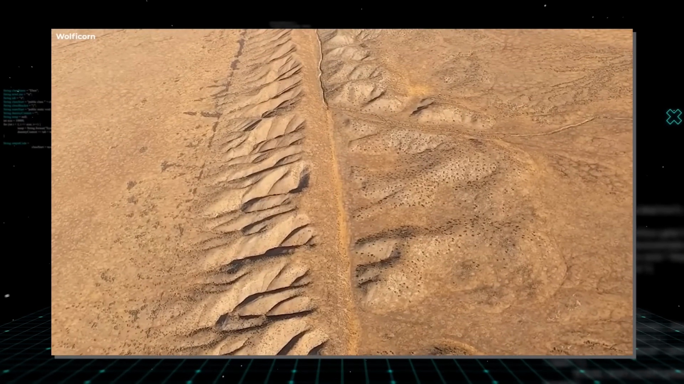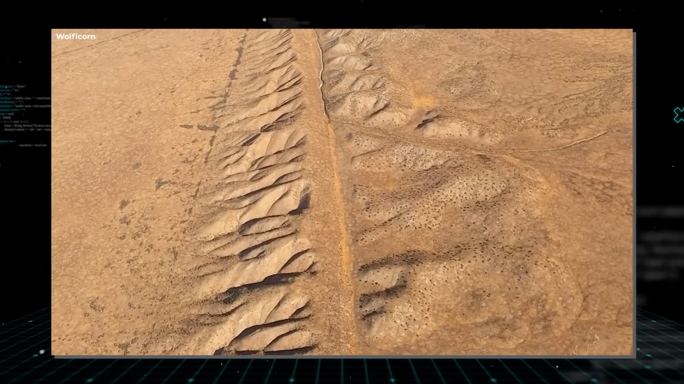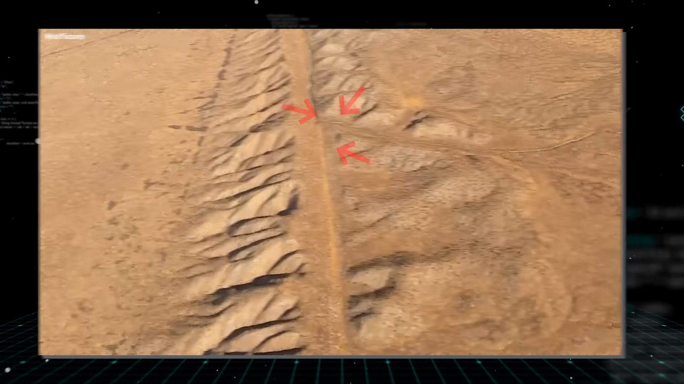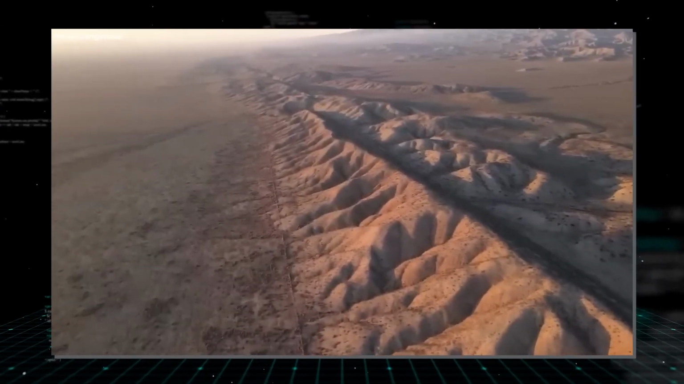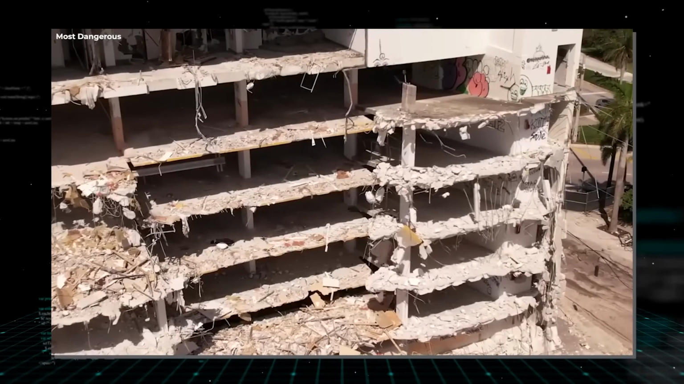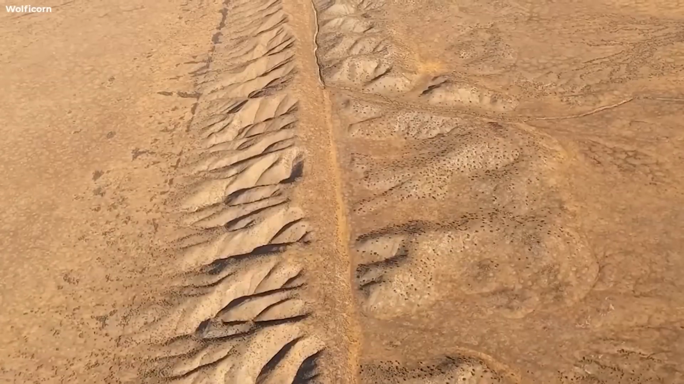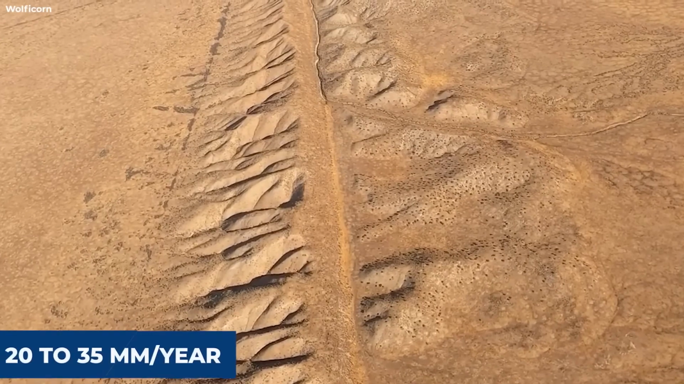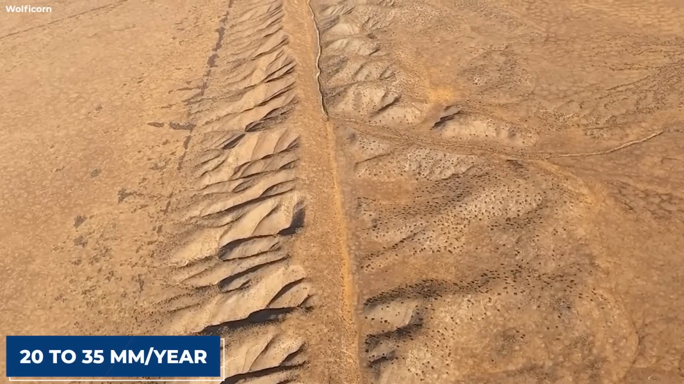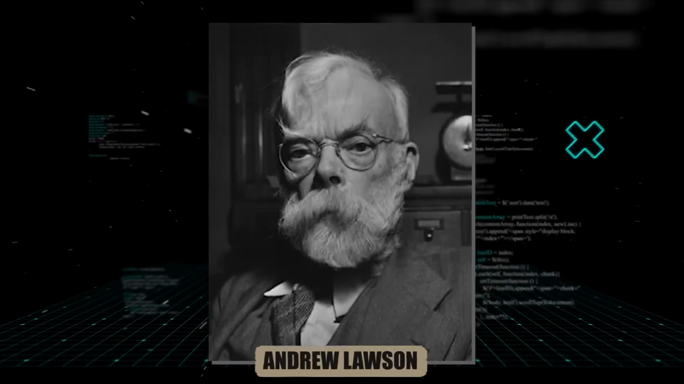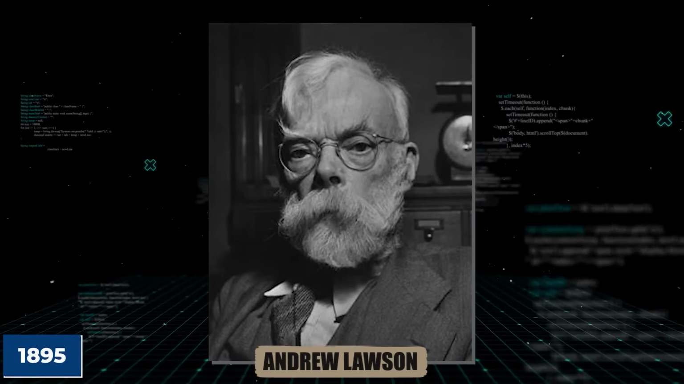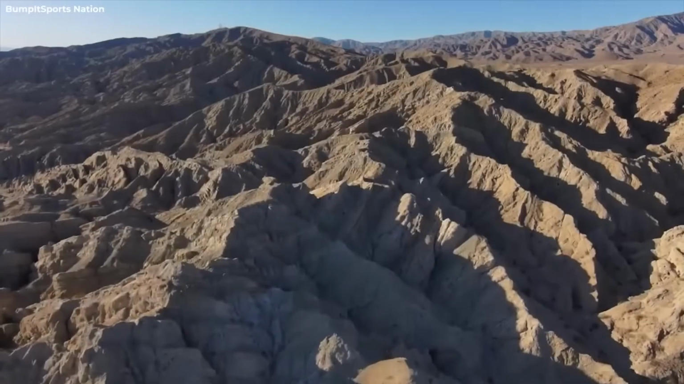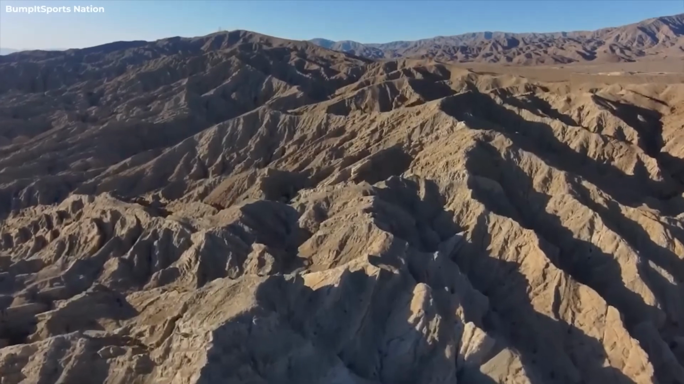The fault is divided into three distinct segments, each one bearing its unique characteristics. Another important distinguishing feature of the three segments is the varying degree of earthquake risk. The slip rate between these fault lines is between 20 to 35 millimeters per year. It was first discovered by a UC Berkeley professor named Andrew Lawson in 1895. Initially, he discovered the northern zone of the fault.